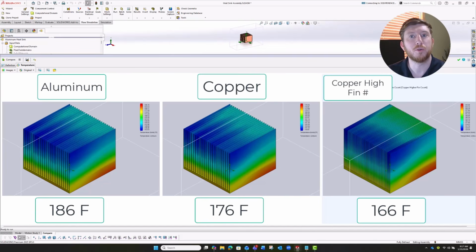This is due to an increased surface area from the heatsink's high fin count as well as copper's superior thermal conductivity. The aluminum heatsink performed poorly compared to the other two due to its low thermal conductivity. This simulation gives insight into how we can use SOLIDWORKS to effectively design and test our ideas prior to manufacturing any of the parts.